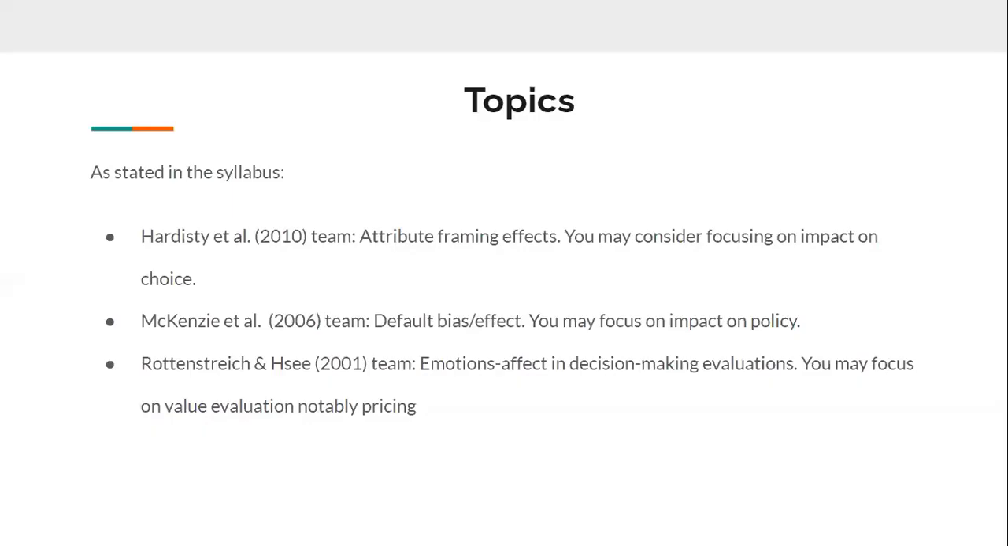Now I'll talk about the phenomenon review for PSYC3052. Students from the Judgment and Decision Making course will work on this review of a JDM phenomenon, and this can also help with the introduction writing of the replication extension. As stated in the syllabus, there are three projects, three groups. One team will work on attribute framing, the McKinsey group will work on default bias, and the Wooten Street team will work on emotions, affect and decision-making evaluation.